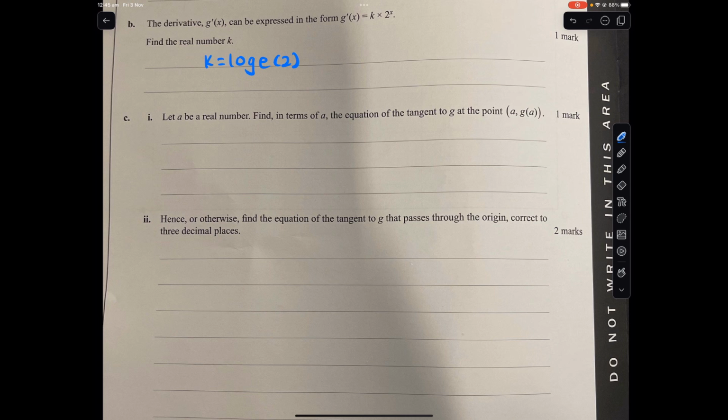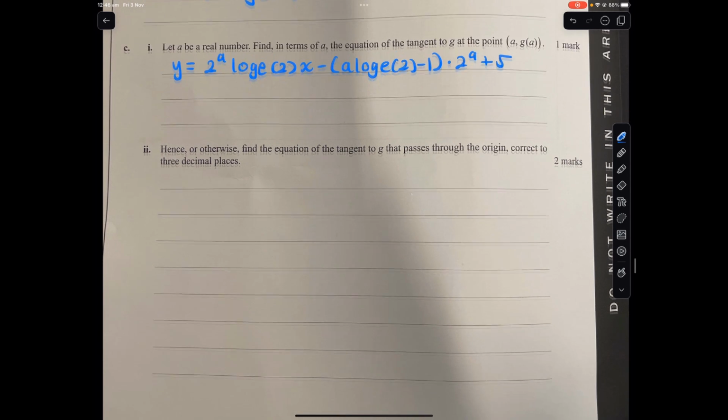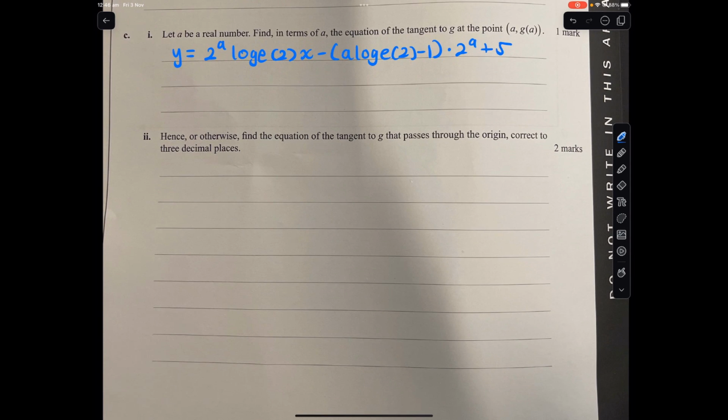So let's write that down. y equals 2 to the a log e 2 x minus a log e 2 minus 1, 2 to the a plus 5. Done.